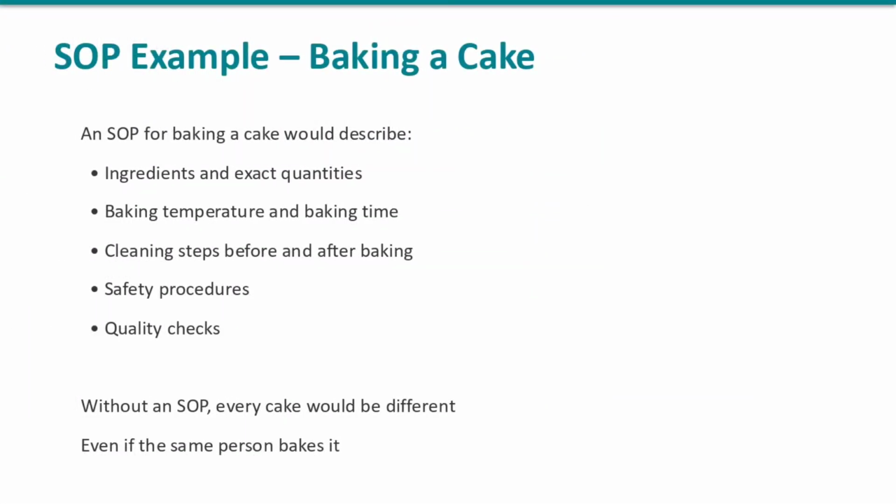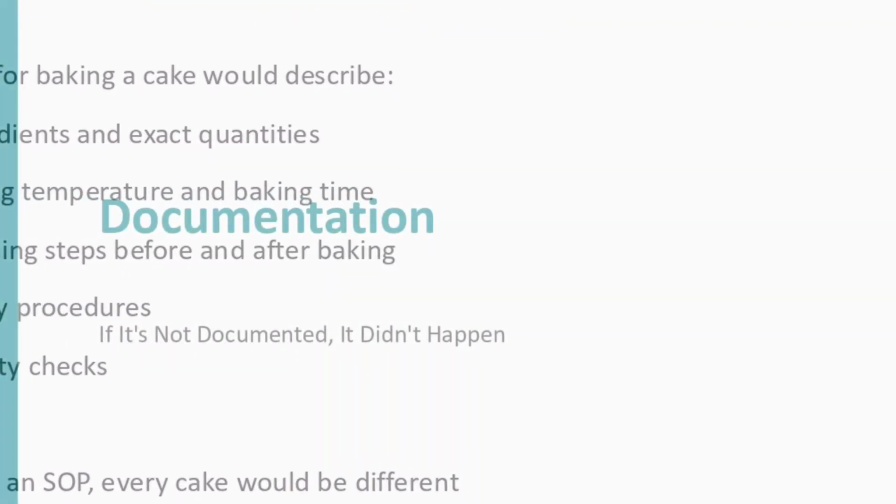Let us use a simple example to make this clearer. Imagine baking a cake. An SOP for baking a cake would describe exactly which ingredients to use, in which quantities, at what temperature the oven must be set, how long the cake must be baked, and how the kitchen should be cleaned before and after baking. Without an SOP, every cake would be different. With an SOP, the result is controlled and reproducible.